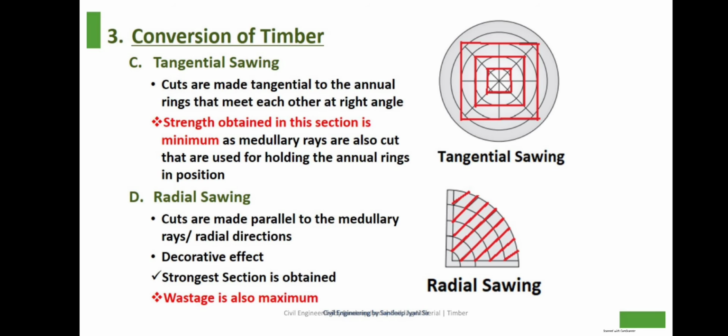D, radial sawing. Cuts are made parallel to the medullary rays in the radial direction. A decorative effect, and the strongest section is obtained. Wastage is also maximum.